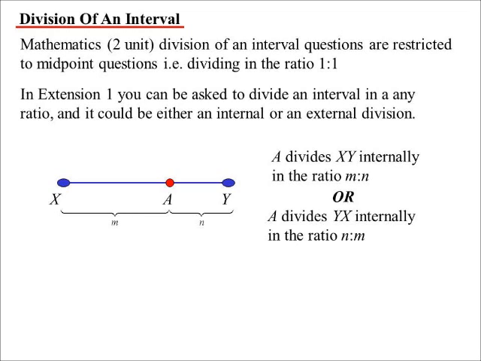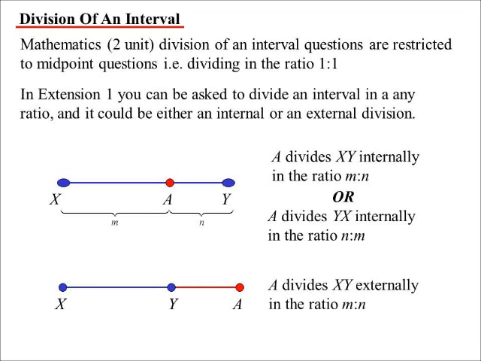Now, an external division is when that point is on the same line, but if we were to extend the line, or produce the line as it's more correctly called, A is outside of X and Y. Then we say it's externally divided in the ratio. And again, if I say m to n, that means A to X is m parts, and A to Y is n parts.